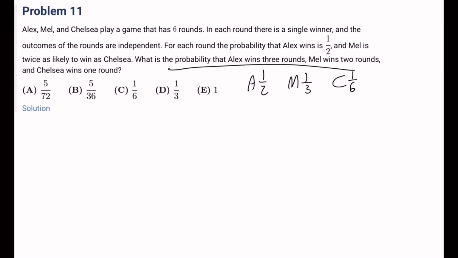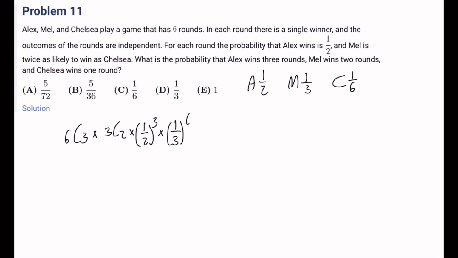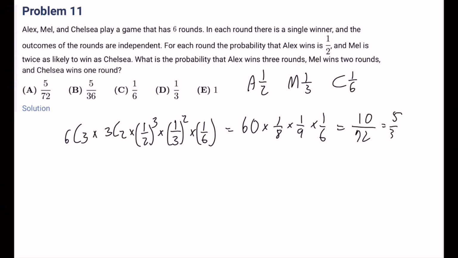With this in mind, for the probability that Alex wins 3 rounds, that's 6 choose 3. Mel wins 2 rounds, so times 3 choose 2, and then Chelsea wins 1 round, that's just 1 choose 1, so I'll not write that. Then multiply by 1/2 to the third power, because Alex won 3 times, and Mel's 1/3 to the second power, times 1 over 6 to the first power. This is basically 60 times 1 over 8 times 1 over 9 times 1 over 6, which equals 10 over 72, which is 5 over 36. So this is our answer, it's B.